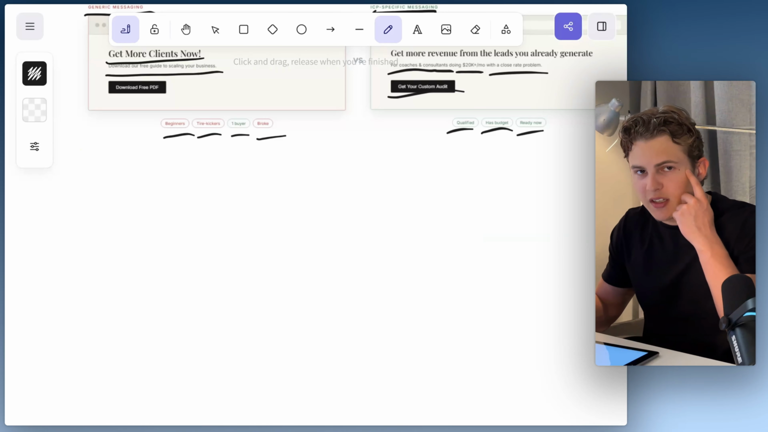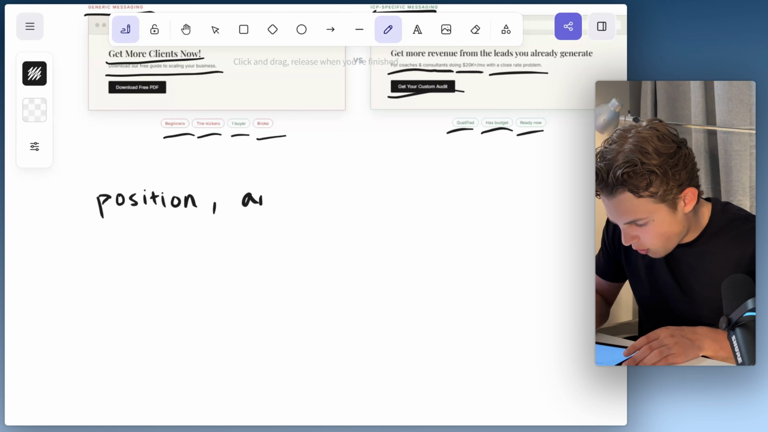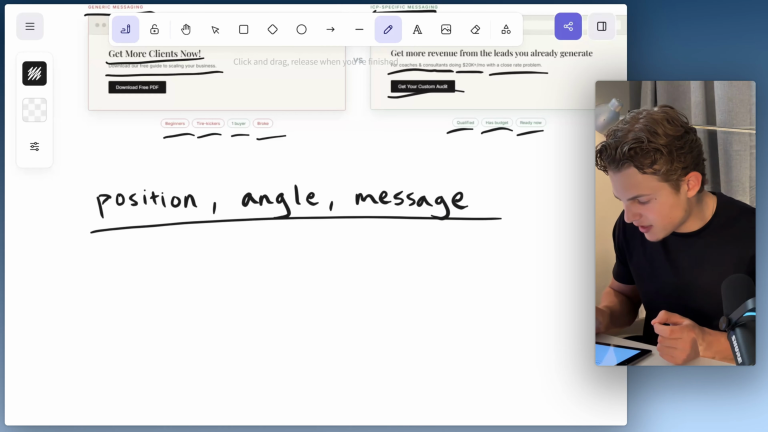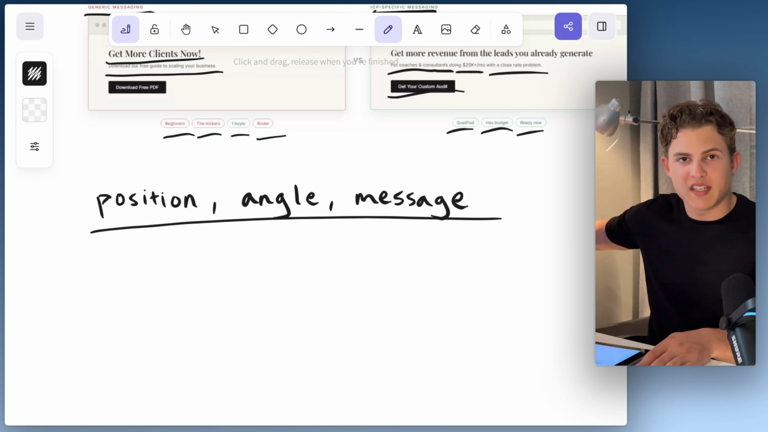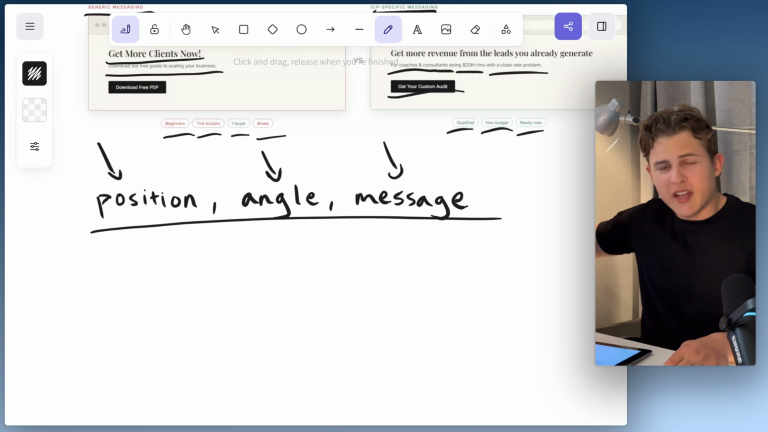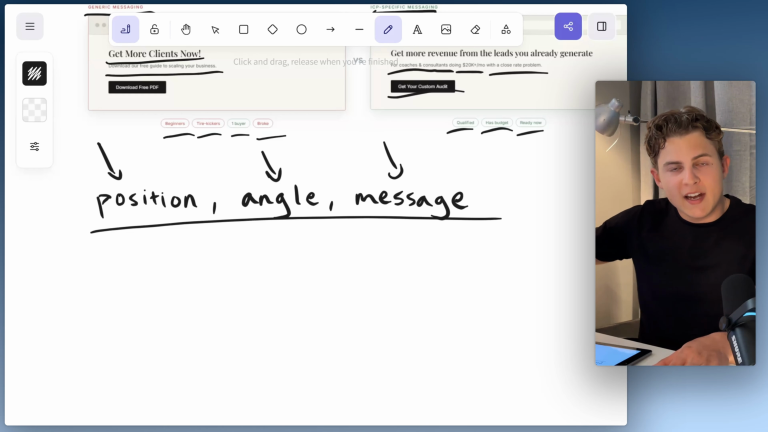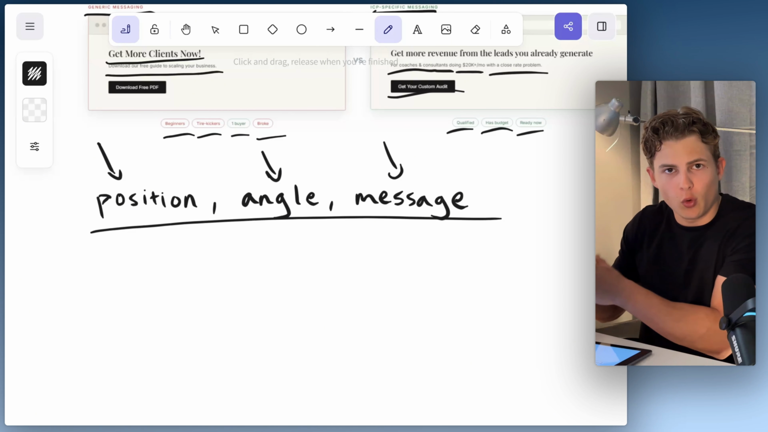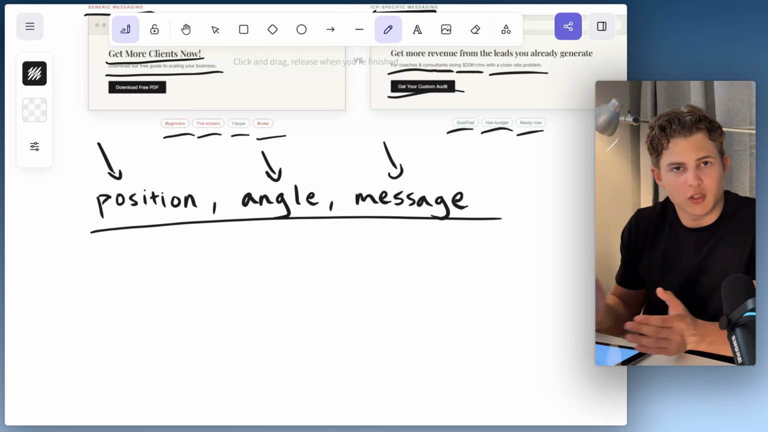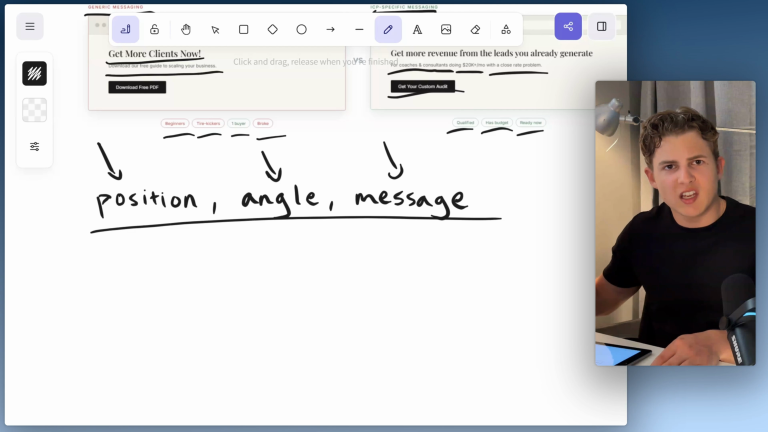What you need to understand is that you need to position, angle, and message your lead magnet exactly to your ICP. For the qualified ones, not for the entire market, only for the ones that you actually want. And you need to think, what makes them stand out? What is different about the qualified ones? What do they want that the unqualified ones don't want? What are they more interested in? What do they say? What words do they use?